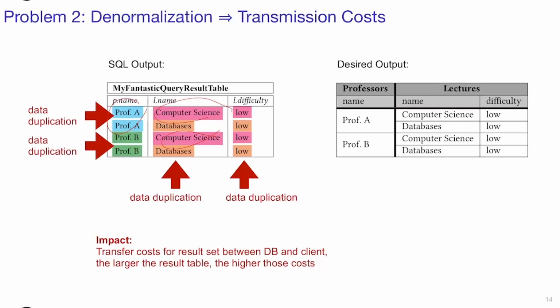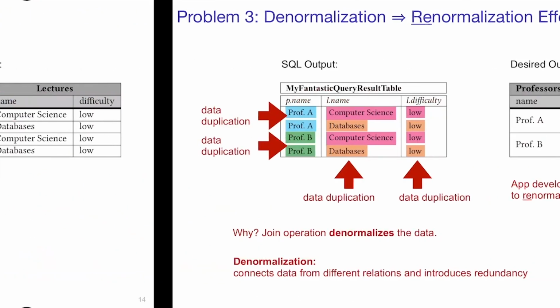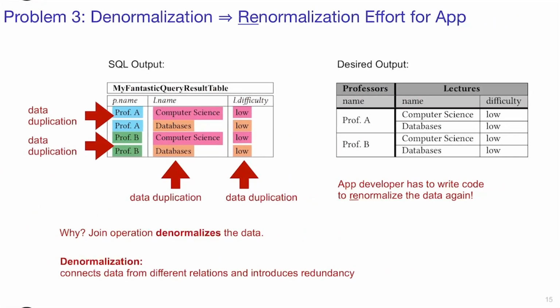And the impact may be the transfer costs for result sets between the database and the client. The larger the result table, the higher those costs. And the more end-to-end joins you have, the higher the likelihood that you have these redundancies. And this feels weird.